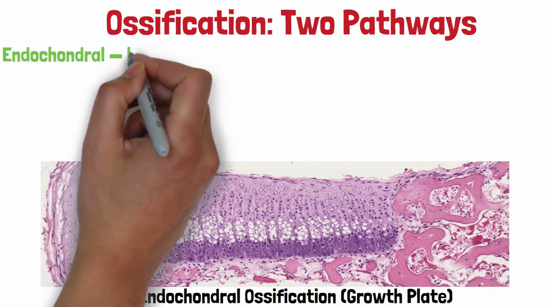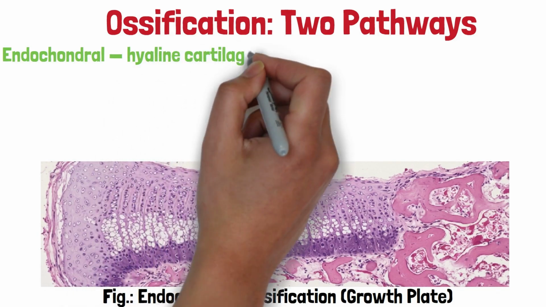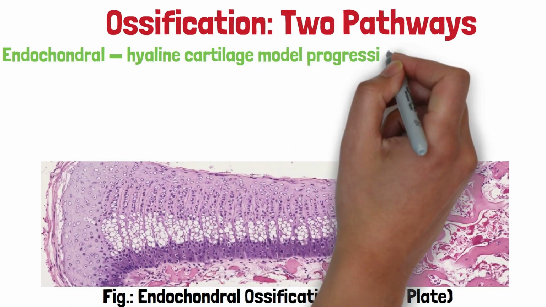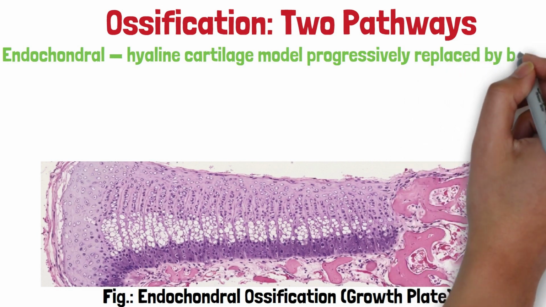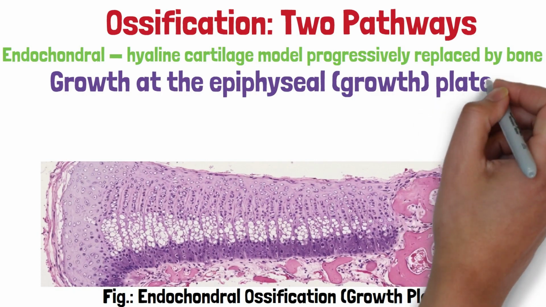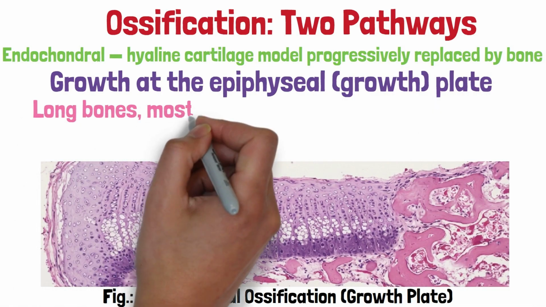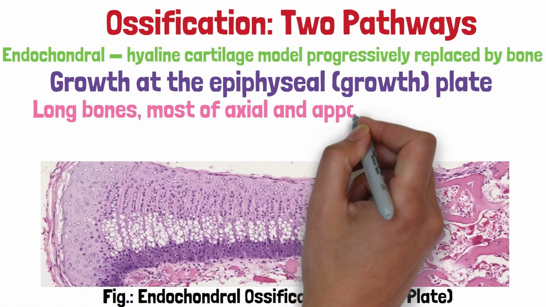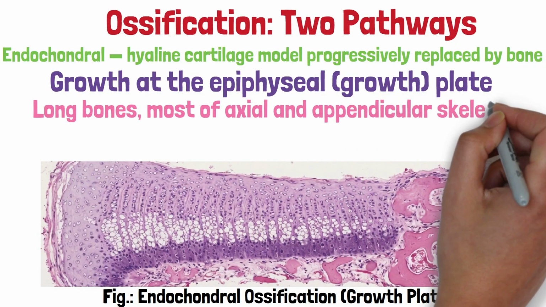Endochondral ossification is different. You start with a hyaline cartilage model, and that model is progressively replaced by bone. Growth happens at the epiphyseal, or growth, plate. This is how your long bones form, and really most of the axial and appendicular skeleton.